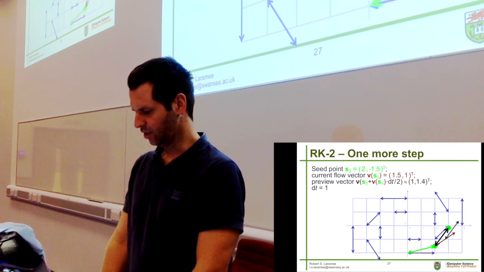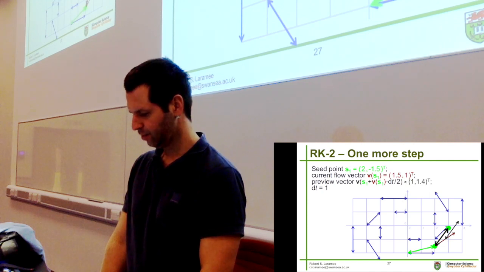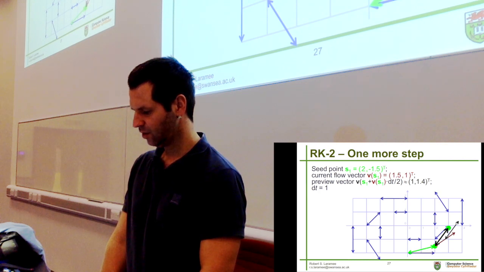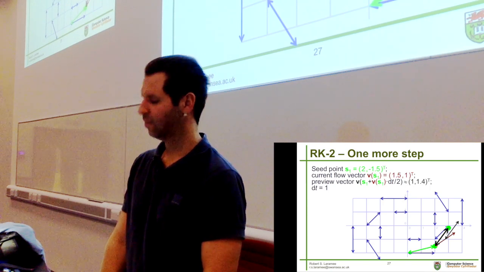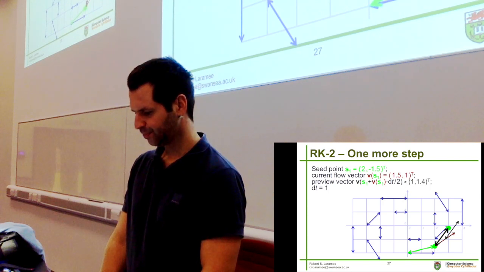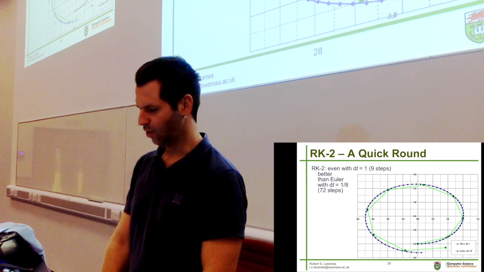So that's what it looks like at the next step. If we're at this step, there's the Euler integrator vector. There's the preview vector. We add them together, divide by 2, and we get the next point along the streamline. And so on.